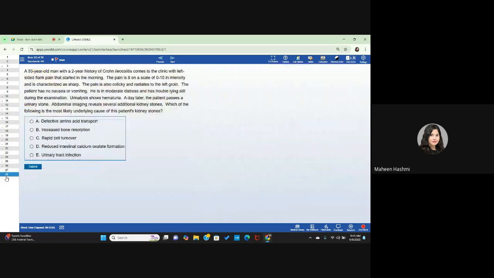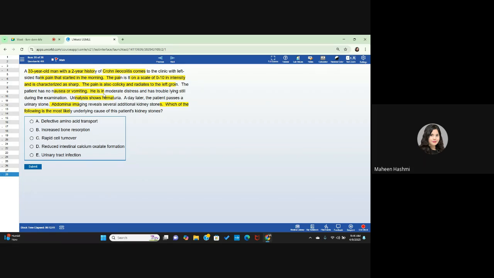All right. This is the last question for today. Then we're going to be doing a rapid fire, which I did yesterday. Urinalysis shows hematuria. A day later, the patient passes a urinary stone. Abdominal imaging reveals several additional kidney stones. Which of the following is the most likely underlying cause? Again, very easy. Crohn's ileocolitis. The patient comes to the clinic with left-sided flank pain that started in the morning. The pain is 8 on a scale of 0 to 10 in intensity, colicky, and radiates to the left groin. No nausea or vomiting. What's happening?